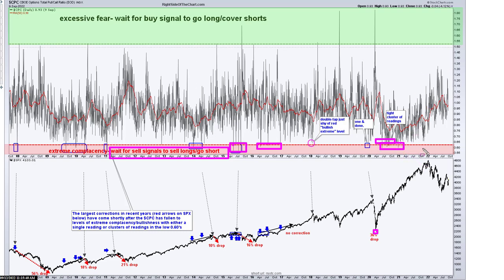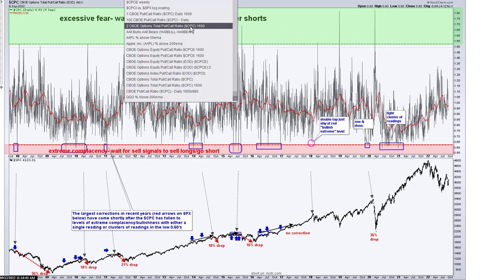If you want to know when a bear market is over, none of the bear markets I've ever seen have ended without a spike into here, and we're not even close. This is just telling me, despite what the AI is saying, I'm not going to say there's no fear in the market, but there's not excessive fear, not even close. And you can see where we've spiked to in the past. So that's the CPC, and let me show you the CPCE.